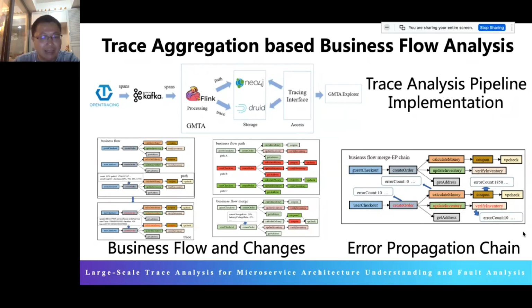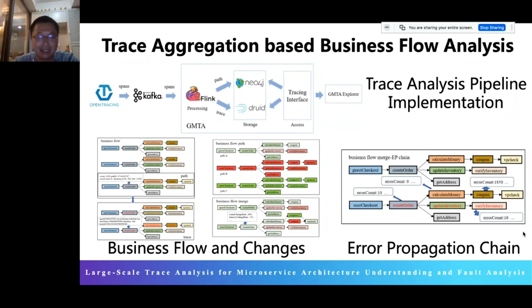So by checking the visualization of the business flow, we can see how the request is processed in the microservice application. For example, what services will be invoked, and also the different kinds of paths. Because we know that for the same type of request, when the request is executed, there may be different paths because there are some branching, something like this.